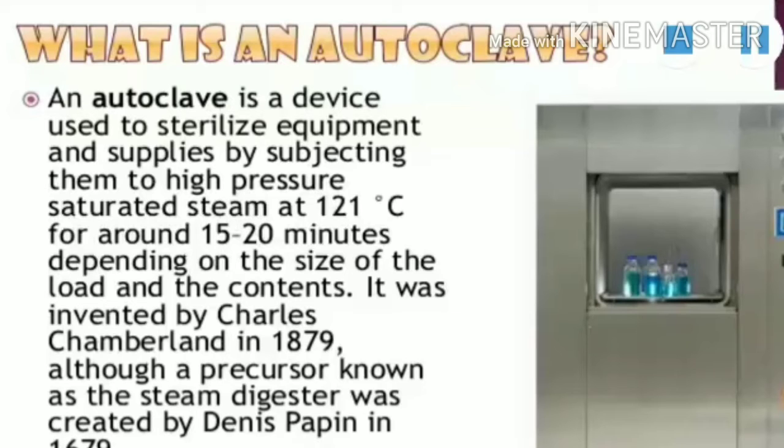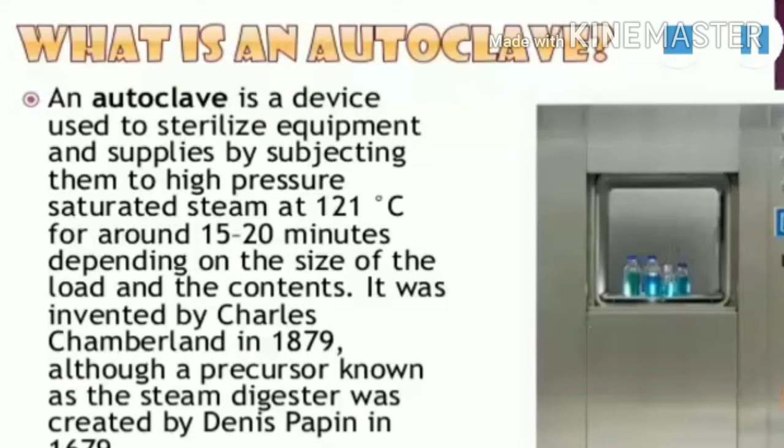What is an autoclave? An autoclave is a device used to sterilize equipments and supplies by subjecting them to high pressure saturated steam at 121 degrees Celsius for around 15 to 20 minutes depending on the size of the load and the contents. It was invented by Charles Chamberlain in 1879, although a precursor known as the steam digester was created by Denis Papin in 1679.